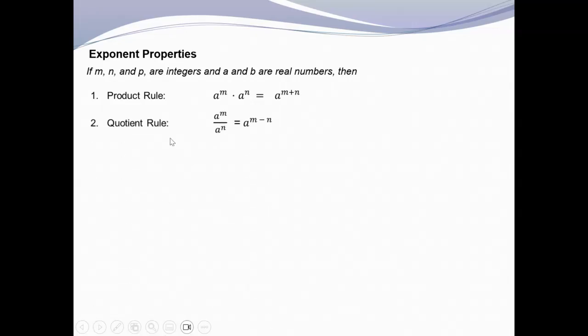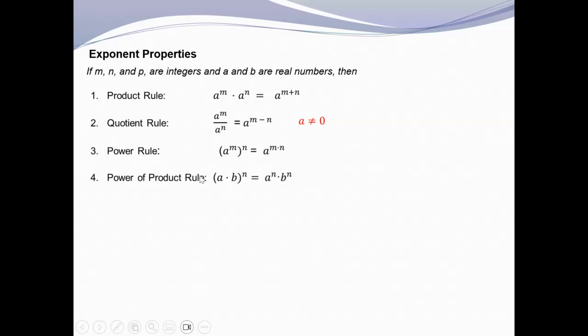Rule number 2 is called the quotient rule. If you have a to the m divided by a to the n, then it equals a to the m minus n. And a cannot be 0 because if a is 0, it'll be undefined. And this is called the power rule. If you have a to the m raised to the power of n, we multiply the powers.